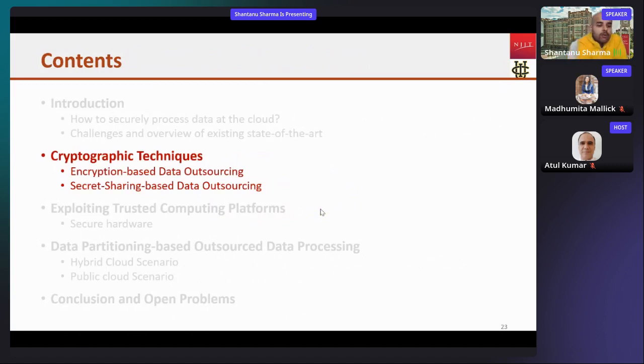So now I will go over the second part of the tutorial. It is 40 minutes, so I will go very quickly over the cryptographic techniques. If you have questions, please stop me and I will answer at that time.